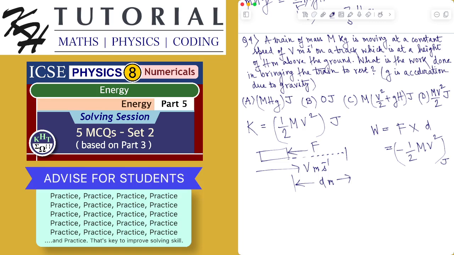So the fact that the train was running on a track which is at a height of h meter has nothing to do with the work done in putting the train to rest. The information that the track is at a height of h meter is just to confuse the student. So the correct choice is D, but it should be minus half mv square joule.